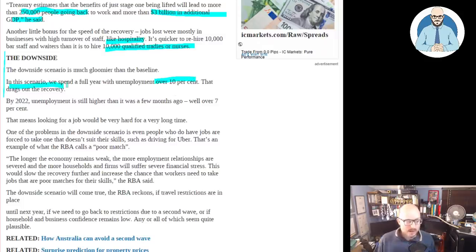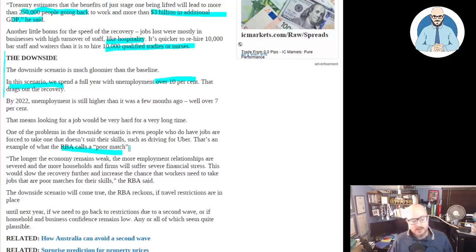By 2022, unemployment is still higher than it was a few months ago, well over 7%. That means looking for a job would be very hard for a very long time. One of the problems in the downside scenario is even people who do have jobs are forced to take one that doesn't suit their skills, such as driving for Uber. That's an example of what the RBA calls a poor match.